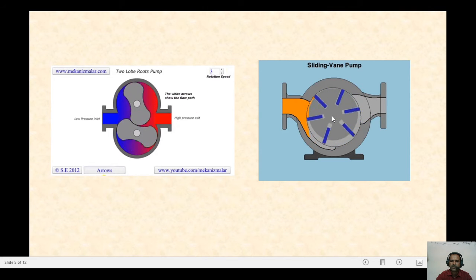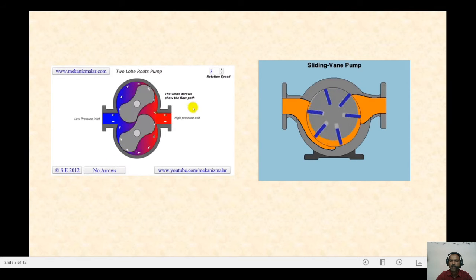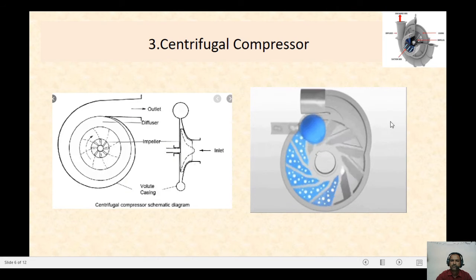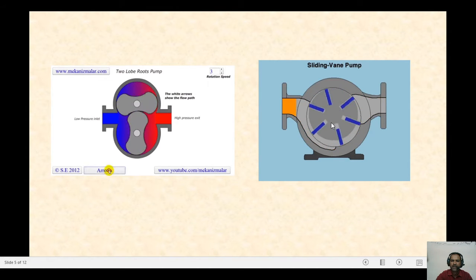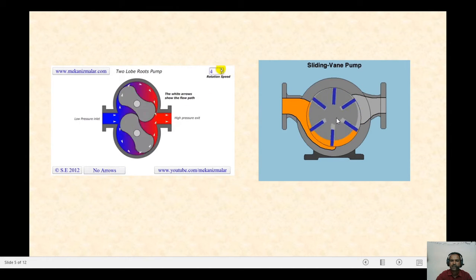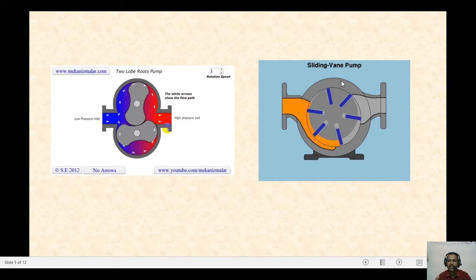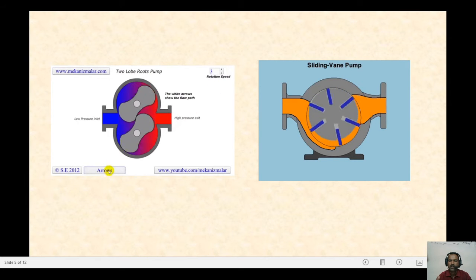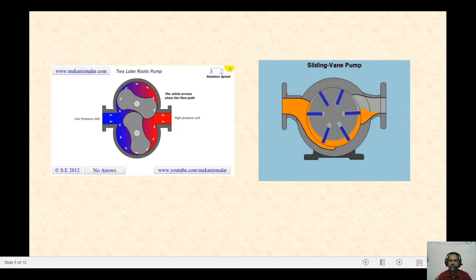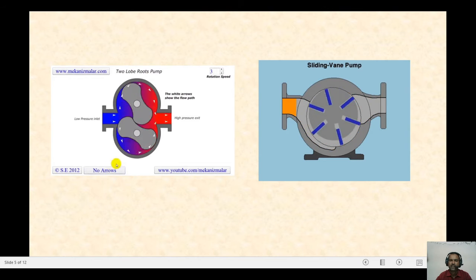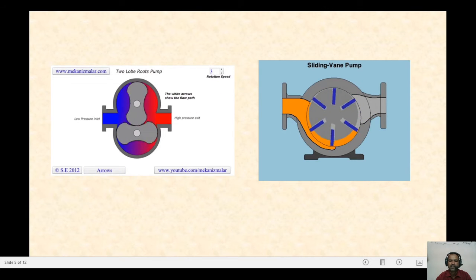So here at the center, we have a rotor, which is placed eccentrically inside the housing. This is a housing, and this rotor is placed eccentrically. Eccentrically means the center point of the rotor and the center point of the housing are not at the same point. So the center points of the housing and the rotor are different, right? That is eccentric. It is not concentric, it is eccentric.